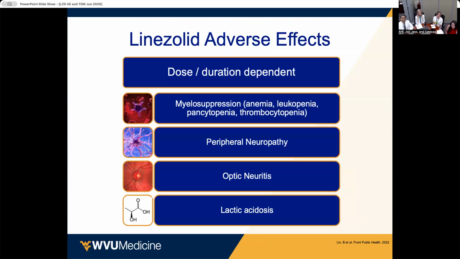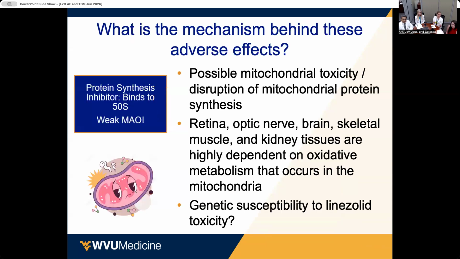Next slide, please. So let's dive a little bit into our adverse effects. The following that are listed on the slide here are dose and duration dependent. These are things like myelosuppression, which comprises anemia, leukopenia, pancytopenia, or thrombocytopenia. The two neuropathies that we see are peripheral neuropathy or optic neuritis, and then lactic acidosis as well.